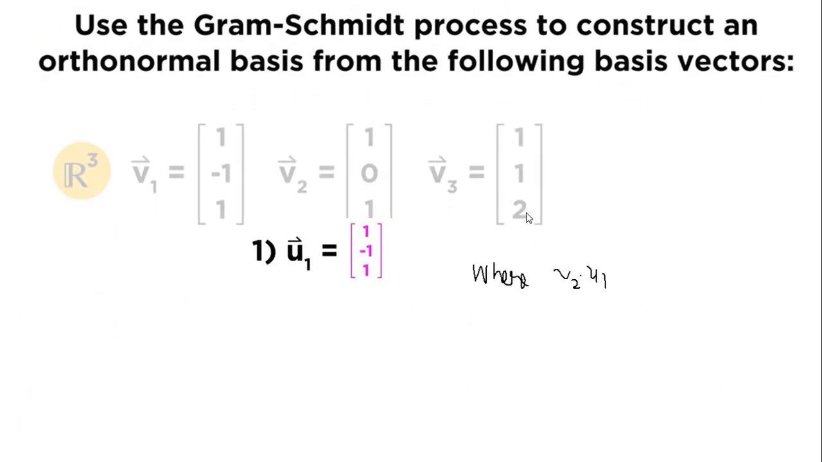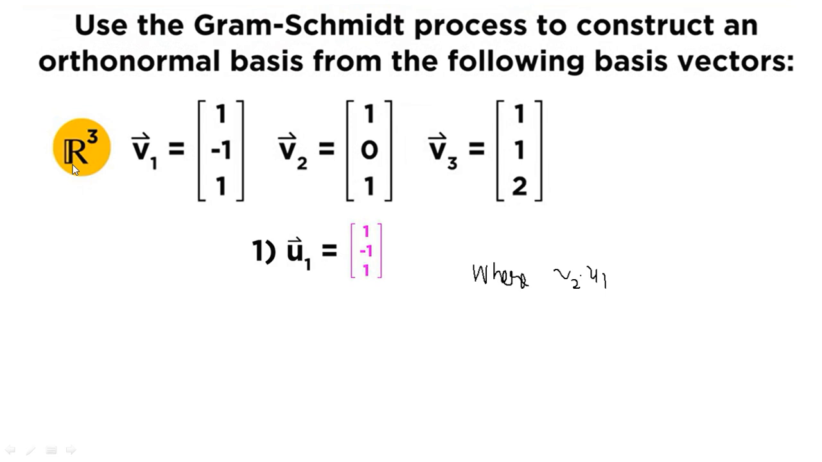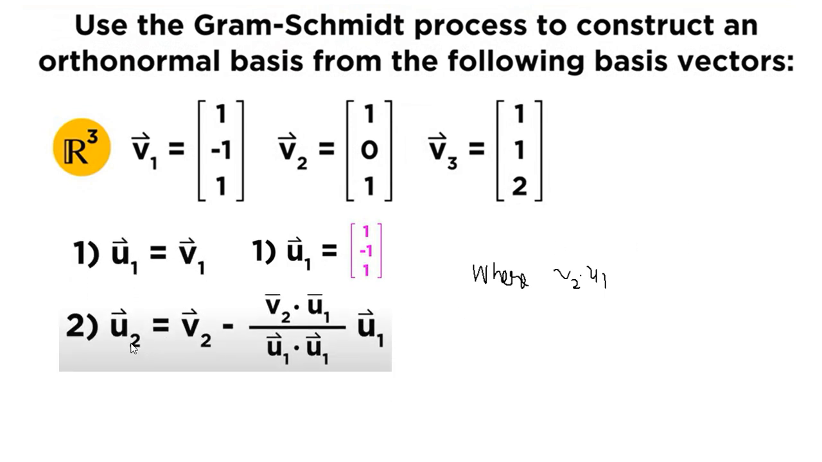Let us take one example where we have the Euclidean space R3, where v1 has elements 1, minus 1, 1, v2 is 1, 0, 1, and v3 equals 1, 1, 2. The first step is to convert to orthogonal vectors: u1 equals v1, as it is, there is no change. Second step, u2 equals v2 minus the dot product of v2 with u1, dot product and inner product are the same, over the dot product of u1 with u1.